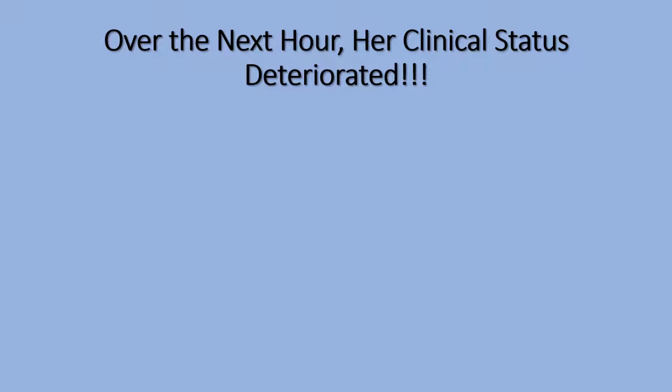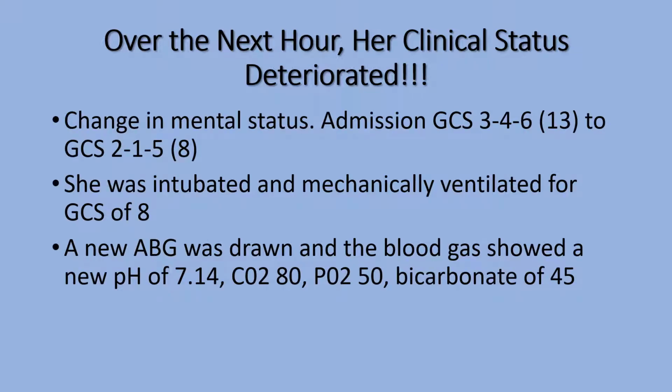Yeah, you see it. Over the next hour, Karen's clinical status has deteriorated. Uh-oh. Let's see what happens. So there's a change of mental status. When she came in, she had a GCS of 13, and now she dropped to a GCS of 8. So she was immediately intubated because remember, GCS of 8, you intubate. And she was ventilated. They drew a new ABG, and it showed a pH of 7.14, CO2 of 80, O2 of 50, and bicarb of 45. So she's progressively gotten more acidotic, as well as a bump in her CO2.